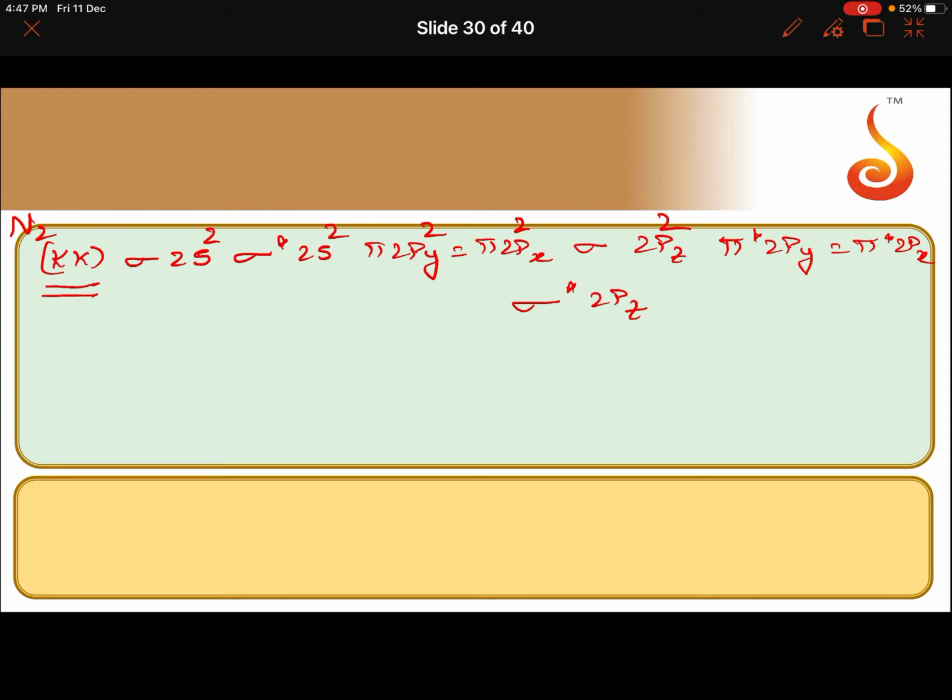So, the last electrons are there in bonding molecular orbital. So, if you are removing an electron, you are removing from bonding molecular orbital, and if you are adding an electron, you are adding to anti-bonding molecular orbital. Okay, now let us see.